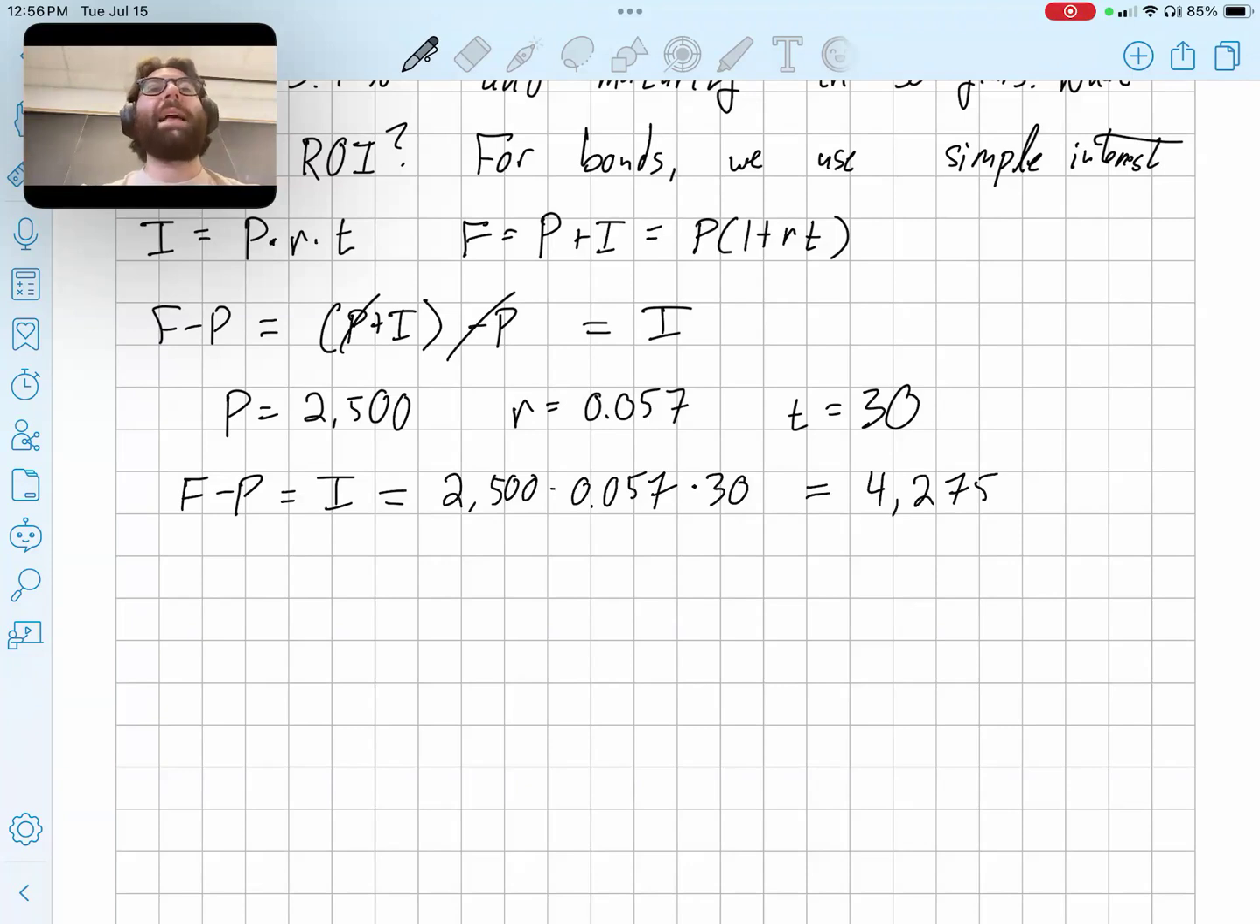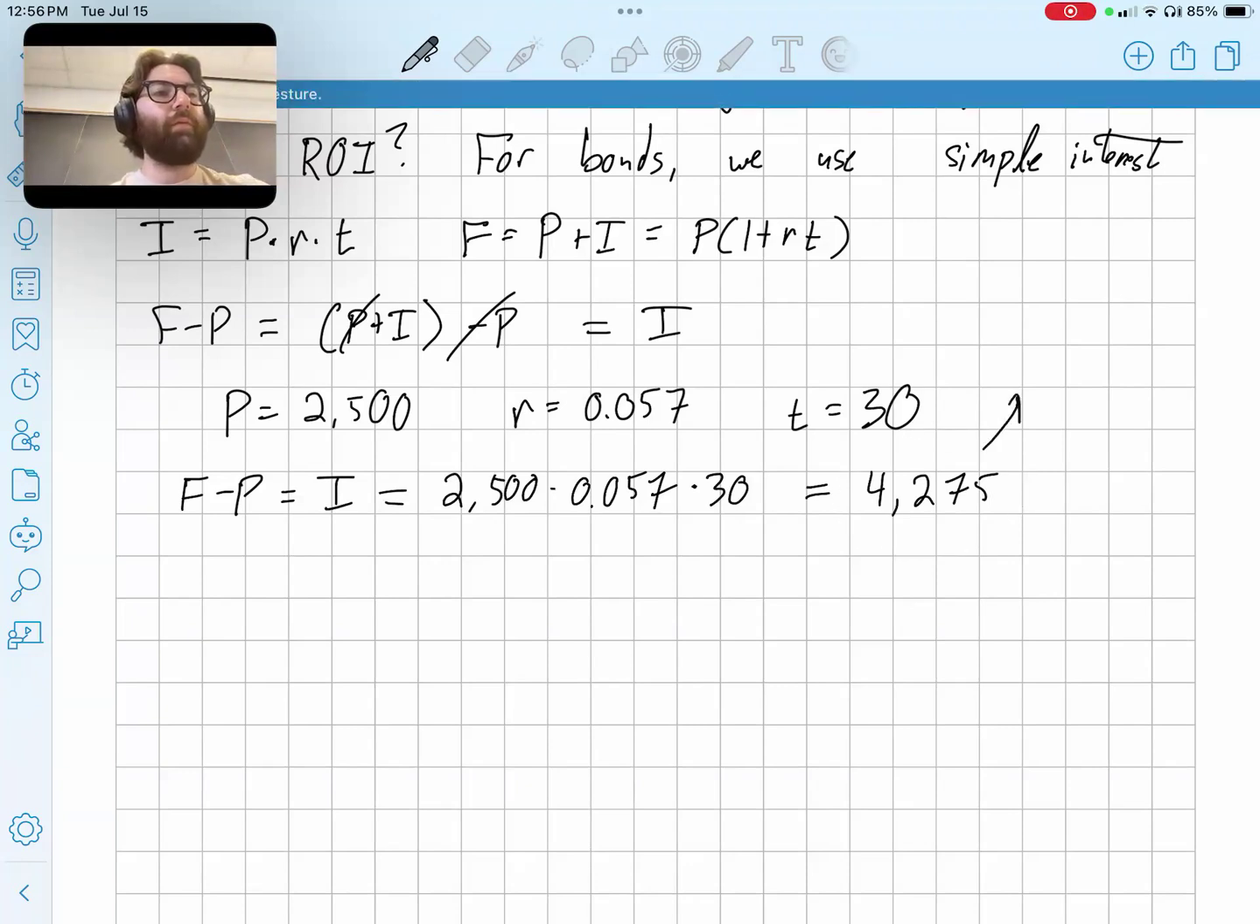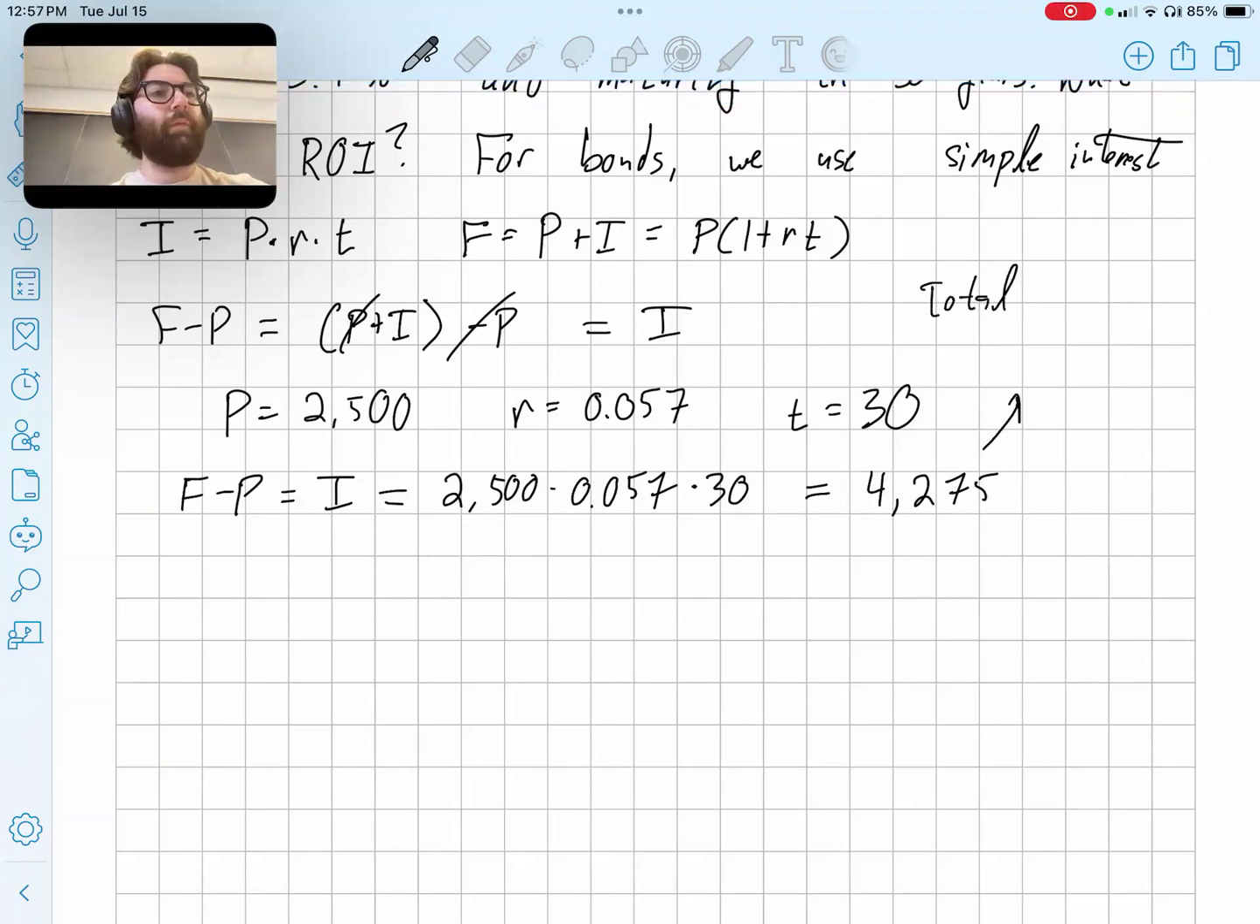Now, if you're curious, you can divide this by 30 and get that you get $142.50 each year, but that's not really what the question is asking. So this is the total amount earned in interest over these 30 years.